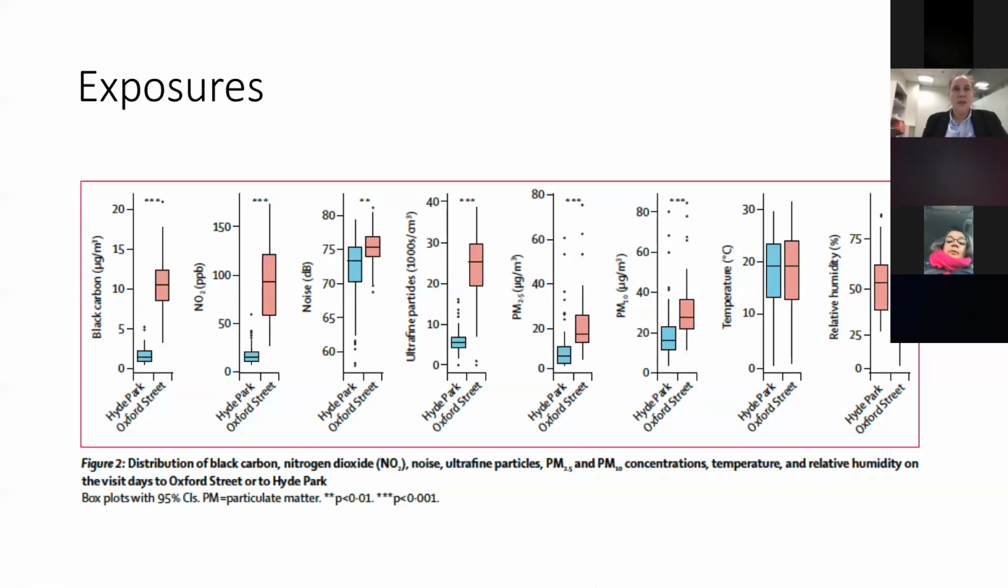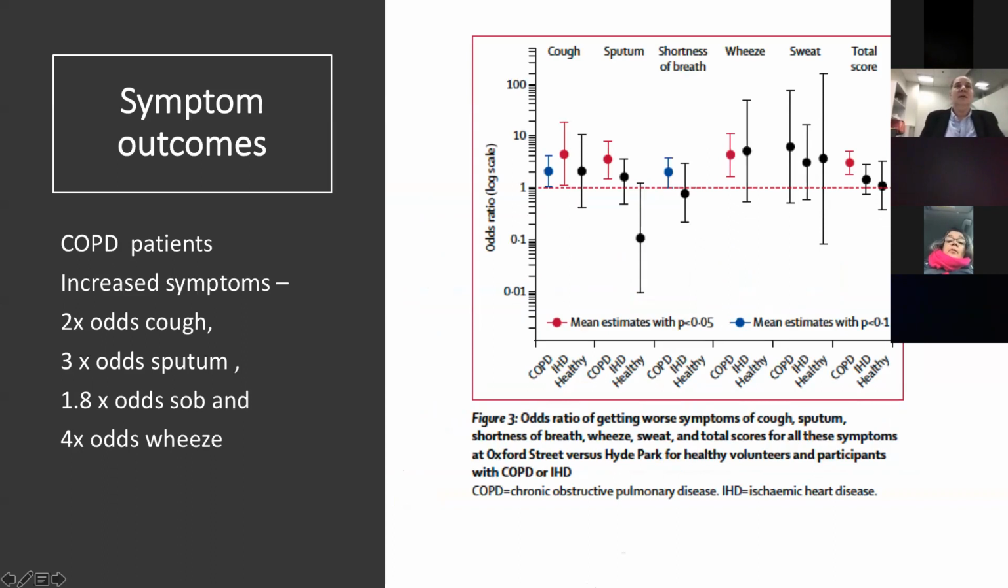But what did they find with the outcomes? So in terms of symptoms, this figure shows the odds of cough, sputum, shortness of breath, wheeze, and sweat for participants with COPD, ischemic heart disease, or healthy participants. And the red dotted line is the no effect line. The red estimates show a significant difference, and the blue estimates also just on the borderline of a significant difference, and the black estimates are not significantly different.